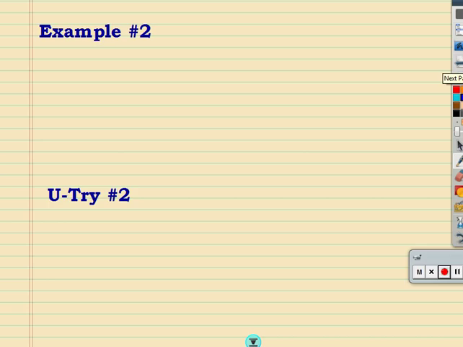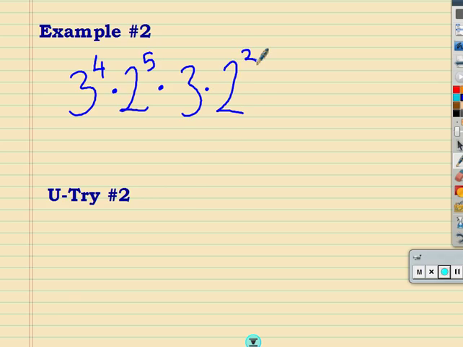Here's our second example. Let's say that we have a value 3 to the 4th power times 2 to the 5th power times 3 times 2 to the 2nd power. In order for us to multiply expressions with exponents, we would have to find like bases. These 3's are like bases and 2's are like bases. I can only add the exponents within like bases.